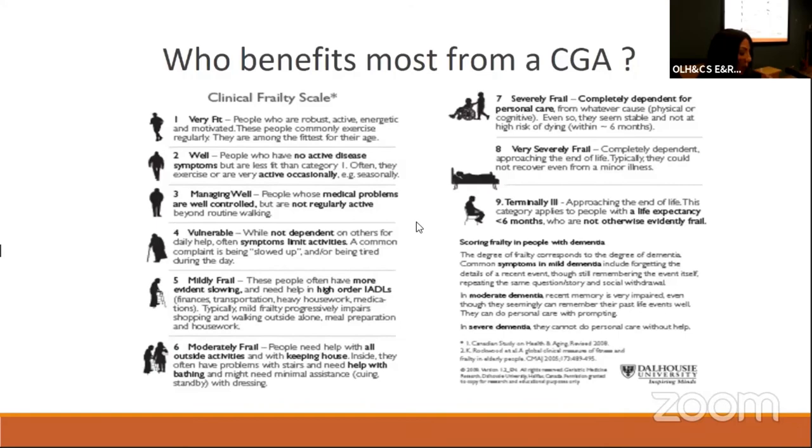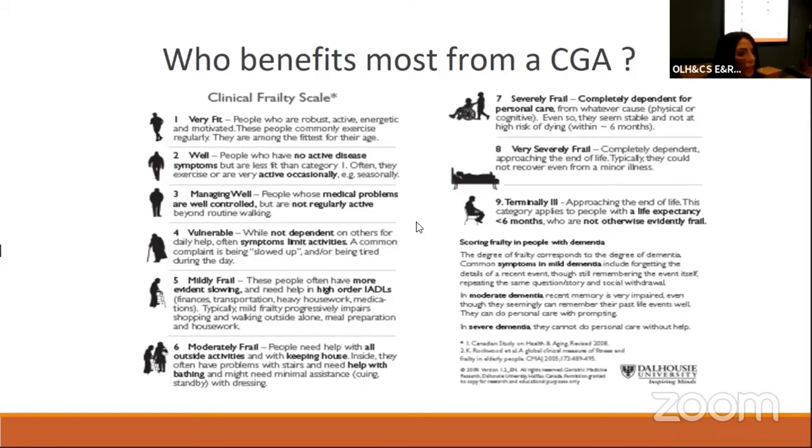clinical frailty scale, you're aiming to determine who will benefit most from it. You can see clearly here that it ranges from categories 1 to 9. Categories 1 to 3 are your very fit older person, to your older person who's managing well with medical problems, but they're fine. They don't actually need a CGA. In categories 7 to 9, you've your severely frail person to your terminally ill person. They're more likely to require long-term or palliative care.